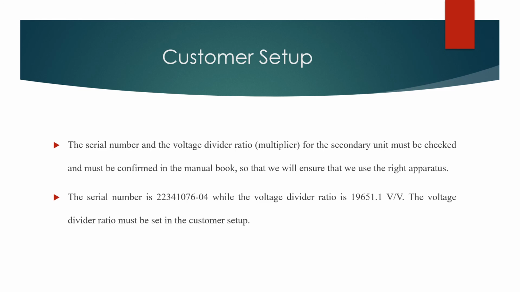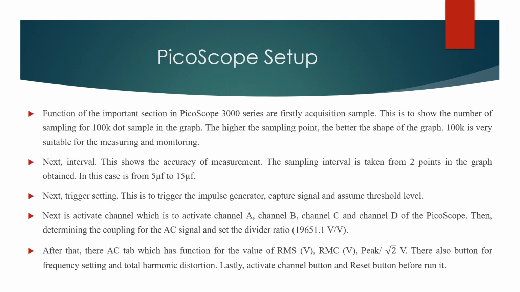Then the serial number is 223411076-04, while the voltage divider ratio is 19651.1. The voltage divider ratio must be set in the customer setup. For the PicoScope setup, the important sections in the PicoScope 3000 series are, firstly, acquisition sample.